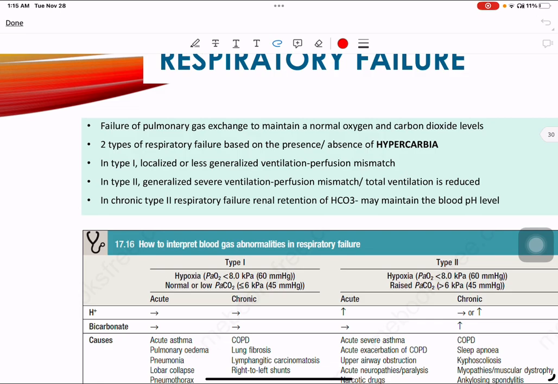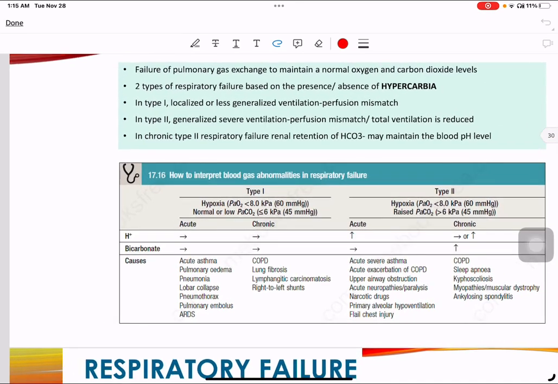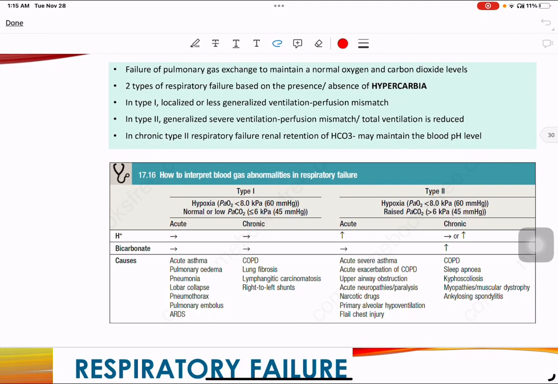So what is respiratory failure? When a patient has hypoxia with low or normal carbon dioxide on ABG, it is called type 1. When a patient has hypoxia with high carbon dioxide, it is called type 2. Hypoxia means partial pressure of arterial oxygen less than 8 kilopascal or 60 millimeter of mercury. With low or normal partial pressure of carbon dioxide, that is less than 6 kilopascal or 45 millimeter of mercury, that is type 1. In type 2, partial pressure of arterial oxygen is less than 8 kilopascal or 60 millimeter of mercury, but partial pressure of carbon dioxide is raised, more than 6 kilopascal or 45 millimeter of mercury.